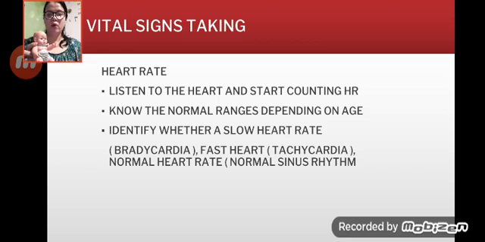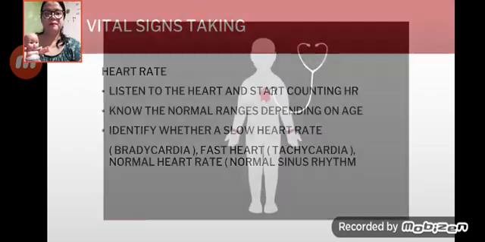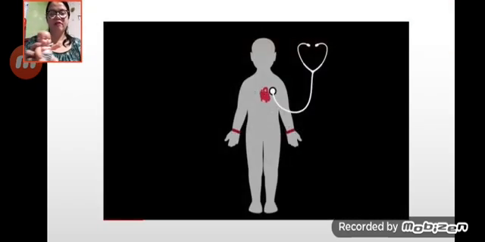Then identify whether there is a slow rate. So when we say there is a slow rate, it's an indication of bradycardia. And fast heart rate is tachycardia. And the normal heart rate is, of course, normal sinus rhythm. So here is the visual presentation on how you are going to check for the newborn's heart rate.